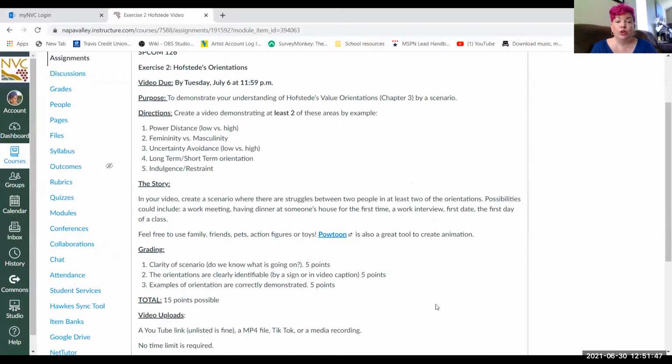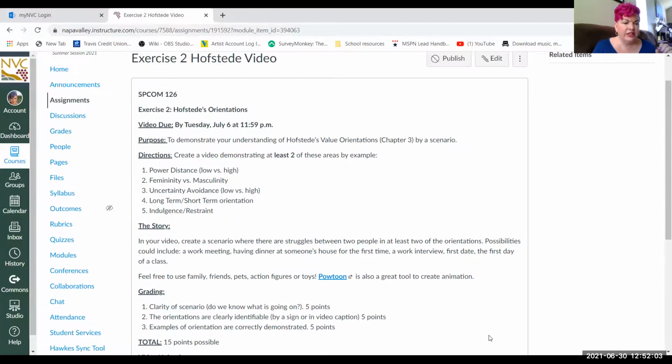Possibilities could include a work meeting, having dinner at someone's house for the first time, a work interview, a first date, the first day of a class. So look over the chart of those, and I'm actually going to add in the individual versus collectivism too. I'm going to put that in there as well.